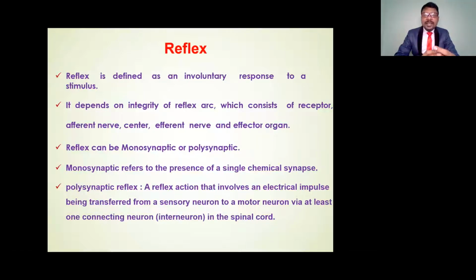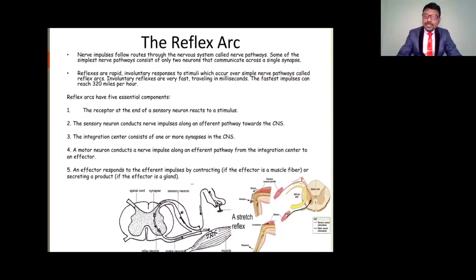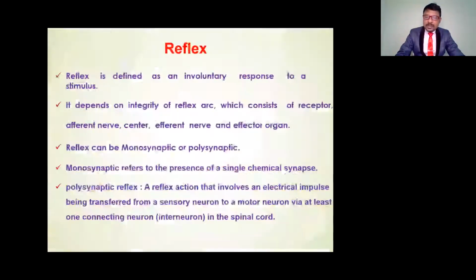It depends on the integrity of the reflex arc, which consists of receptor, afferent nerve, center, efferent nerve and effector organ. If anybody has a neurological deficit, they may lose these reflexes. To get the reflex, all the components should be there. The five major components are the receptor, afferent nerve, center, efferent nerve and effector organ.